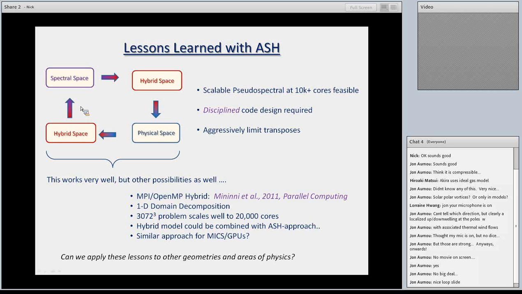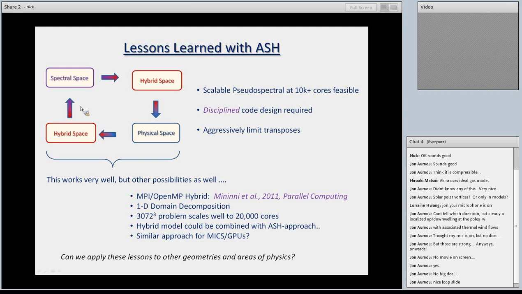This is just one possibility. I think there's a very nice paper by Pavlo Manini et al. from 2011 in Parallel Computing. They have a Cartesian pseudospectral code, and they use a 1D domain decomposition where each core on a node is basically one MPI process. But then they do OpenMP within the different cores on that node. They're able to get something like a 3,000 cube problem to scale well up to 20,000 cores, which at first may not seem as good as what I've shown, but remember that they're doing FFTs and not Legendre transforms, so they don't have a big n squared calculation to help make their scaling look better.